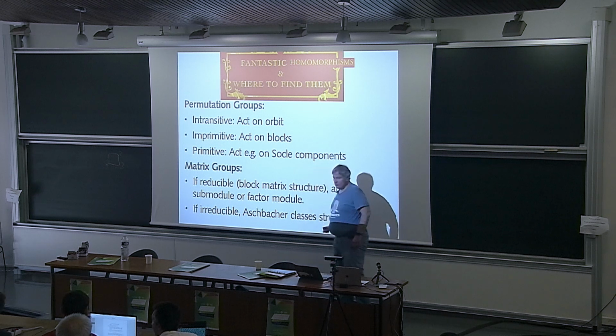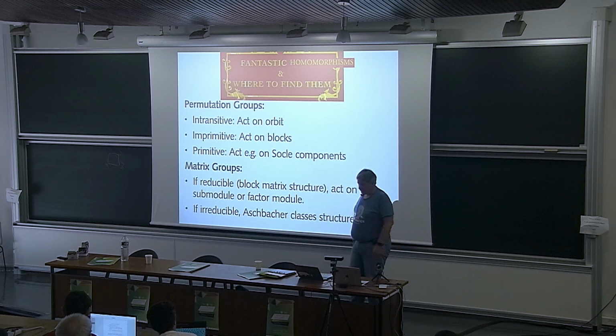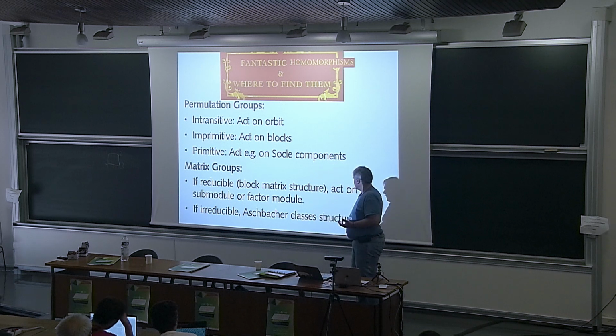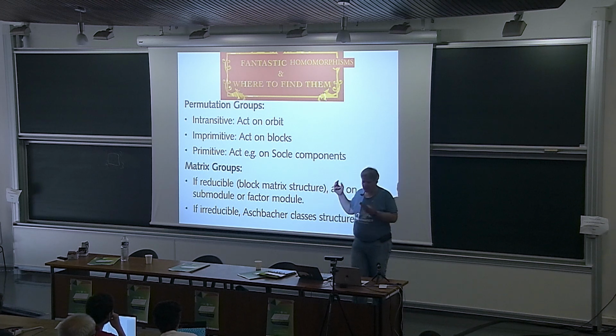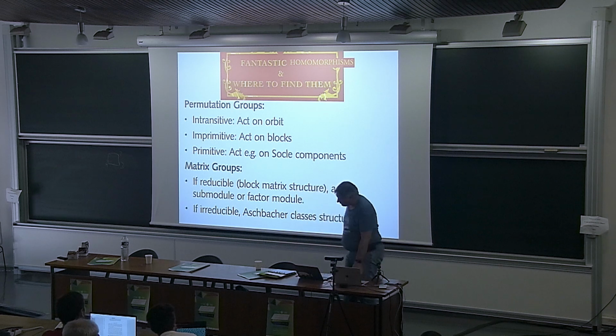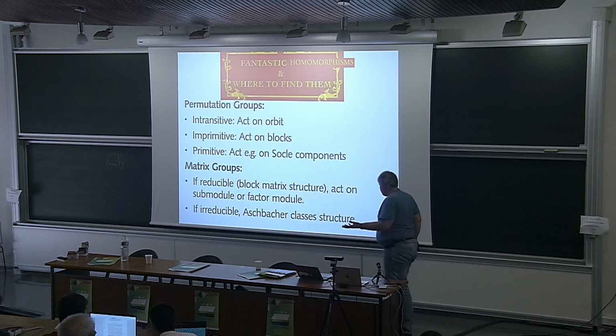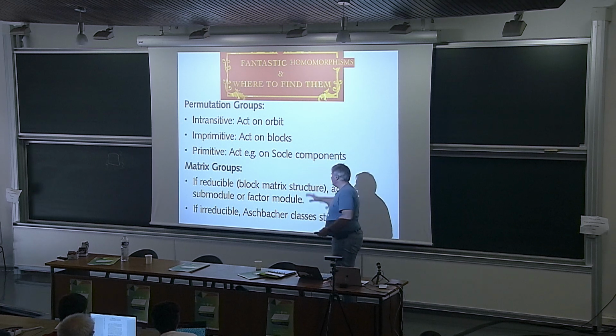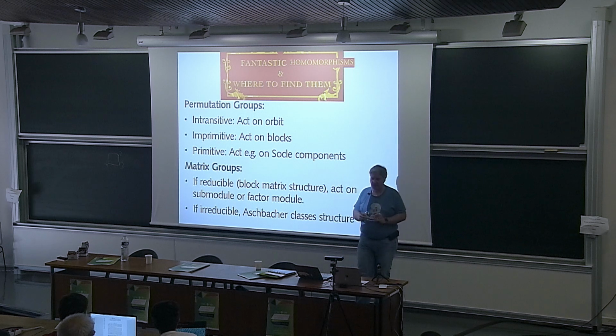For matrix groups, if the matrix group acts reducibly, that means I have a submodule and a factor module, and can look at the action on these two modules. If it's irreducible, there are what are called the Aschbacher classes, which play similar roles as here. And for time reasons, I don't want to go into details of what these Aschbacher classes are.